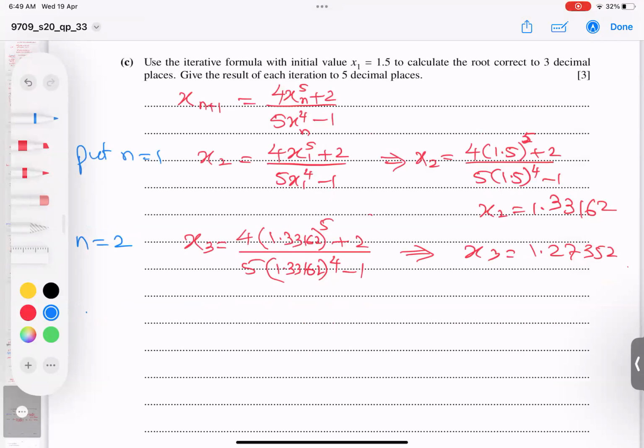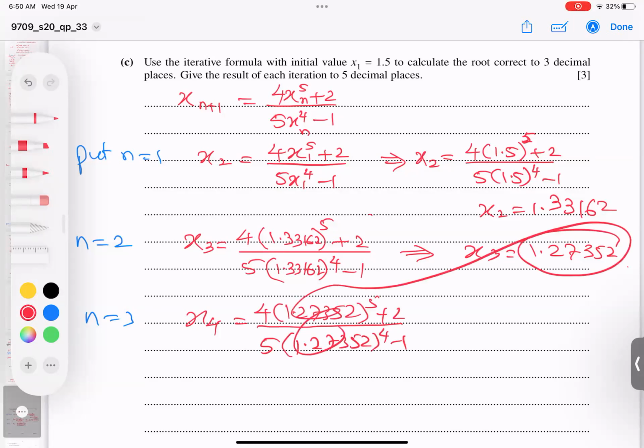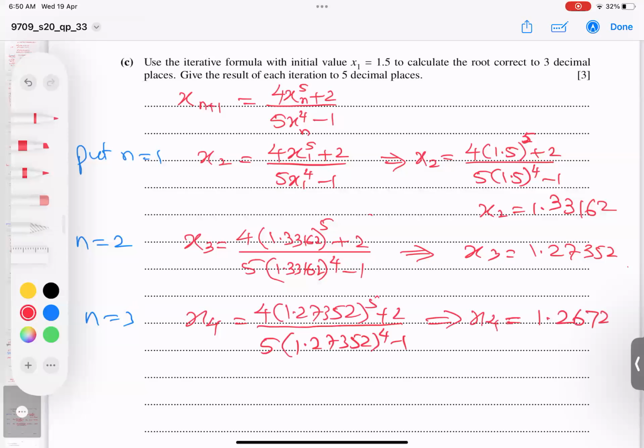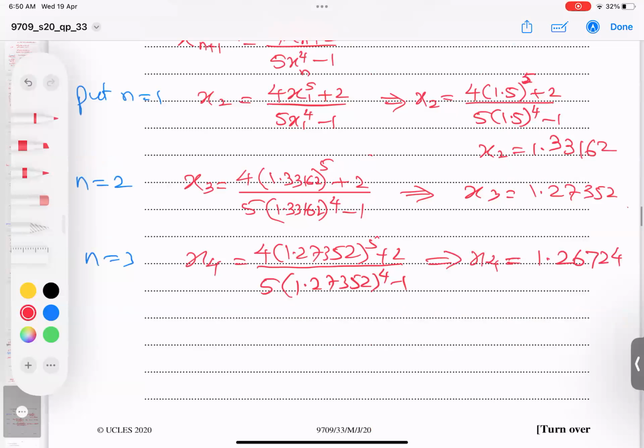Let's go for n equals 3. When I go, x, this becomes 4. Why 4? 3 plus 1, 4. So 1.27352 power 5 plus 2 over 5 times 1.27352 to power 4 minus 1. So this value I'm replacing in both brackets. And my answer is coming from here, I'm writing directly: 1.26724. So now you see gradually this value is trying to match.